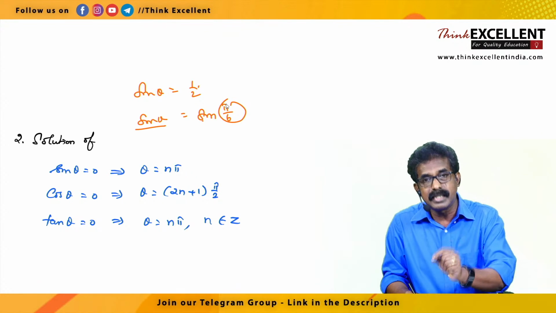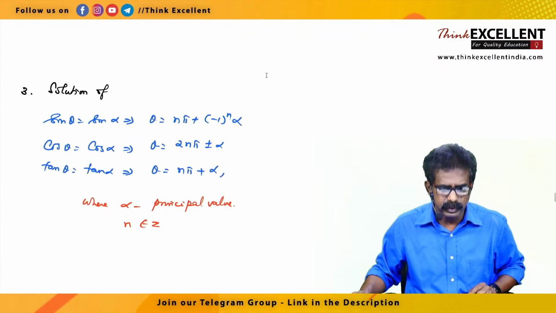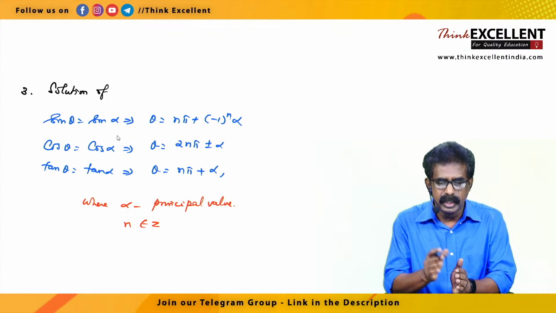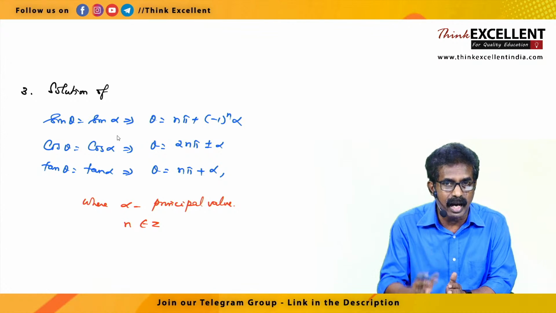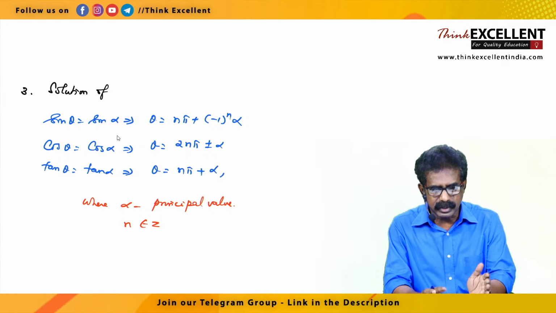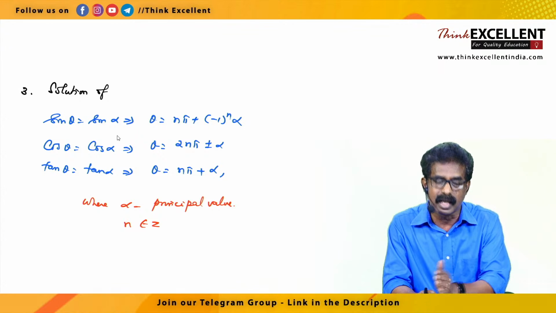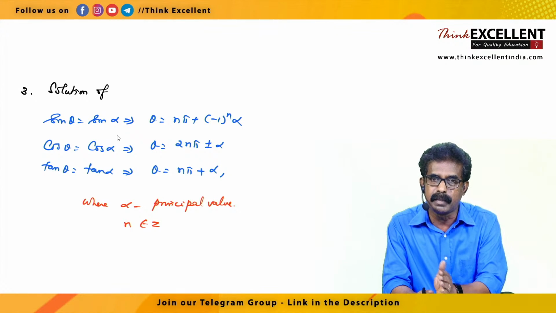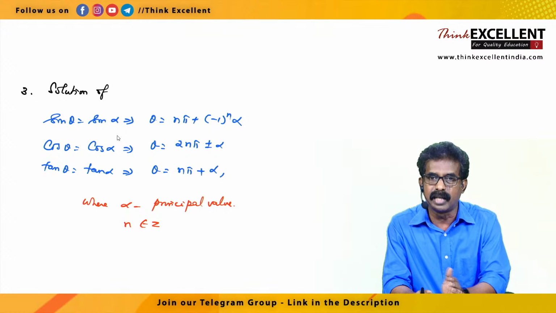So these type questions how to solve? Another 3 formulas I am giving. Sin theta equal to sin alpha, then theta is equal to n pi plus (minus 1) raised to n into alpha. 12th standard students, I am sure நிறைய இடத்துல இது யூஸ் பண்ணியிருக்கீங்க. Cos theta equal to cos alpha, theta equal to 2n pi plus or minus alpha. Tan theta equal to tan alpha, theta equal to n pi plus alpha, where alpha is the principal value and n belongs to z.